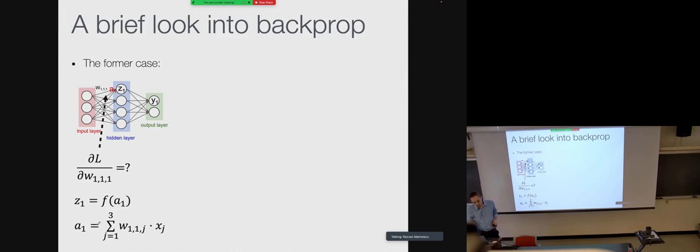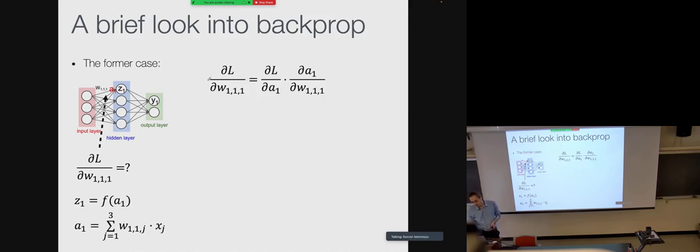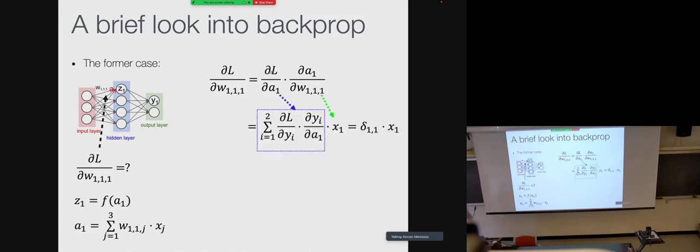Again, we define our terms. Z1 is a function of the activation. The activation is a weighted sum of all the inputs x into the node times the weights. So all these three edges define the activation. The gradient of L with respect to W111 is the gradient of L with respect to A1, the activation, times the gradient of the activation with respect to the weights. Then we take the first term and break it apart again with the chain rule. We keep applying the chain rule here.